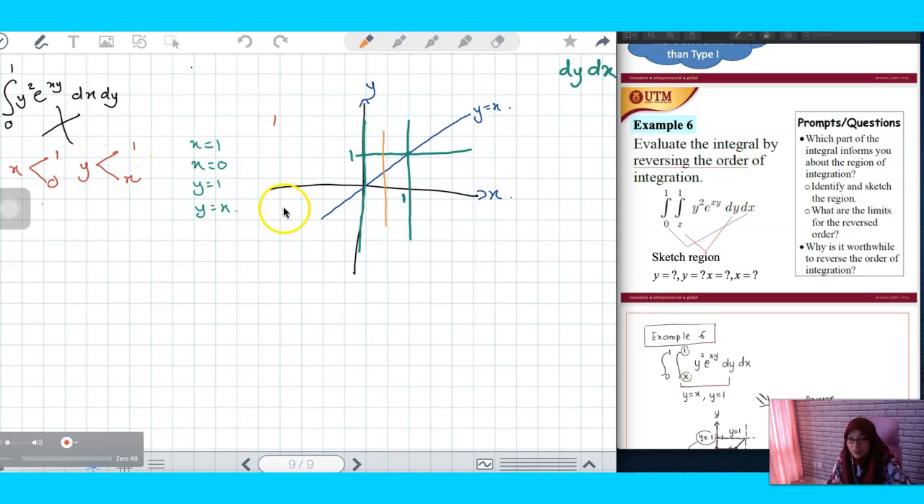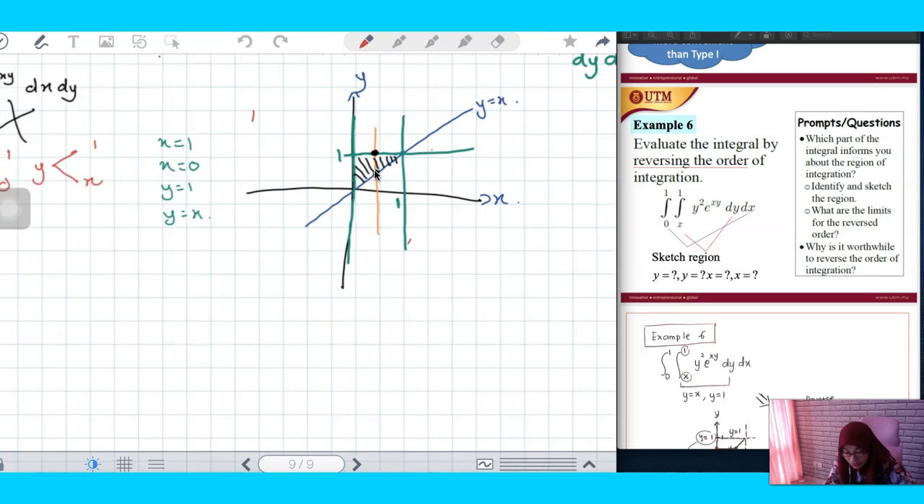So where is the line of y equal to x? As you can see from this line, your initial point is along the y equal to x line, and your terminal point is at y equal to 1. So where is y equal to 1? y equal to 1 is here. Okay, so based on your initial point and your terminal point, we know that the region that we need to shade is lying inside there, and that is your region.